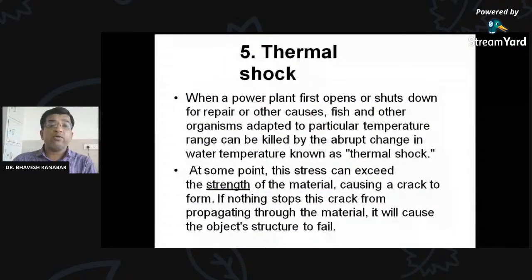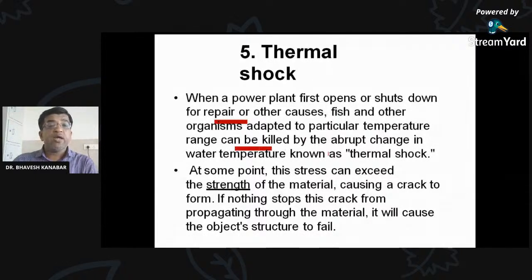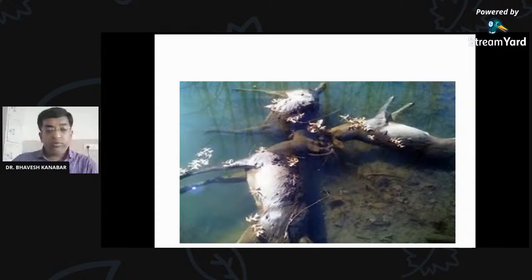Thermal shock: when a power plant first opens or shuts down, or for repair or other causes, fish or other organisms adapted to a particular temperature can be killed by an abrupt change in the temperature, known as thermal shock. We have already explained in the previous slide. Thermal shock, that is because of the change in temperature, aquatic animals are killed by abrupt change. Abrupt change in the water temperature is called thermal shock. So you can see the photograph of the effects of thermal shock.